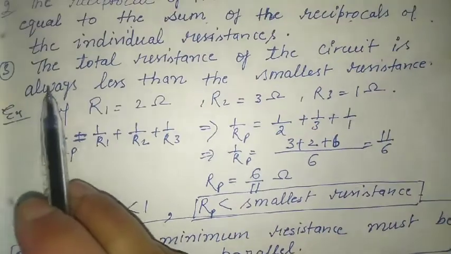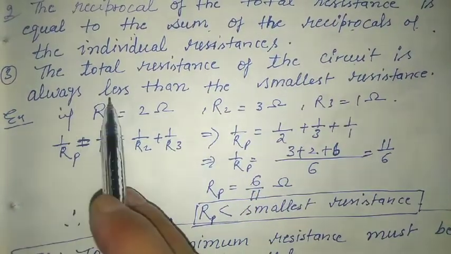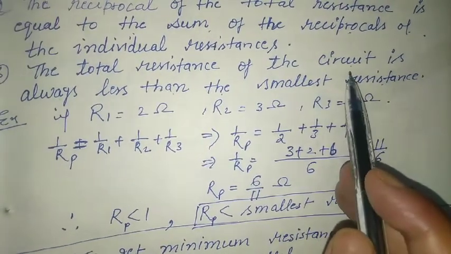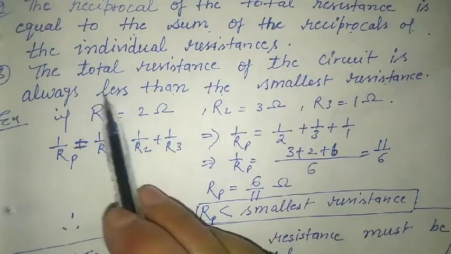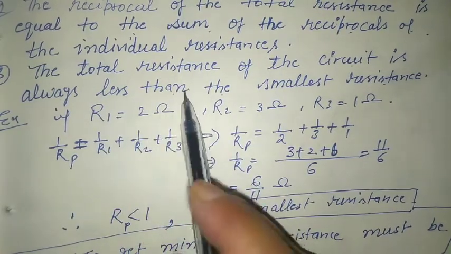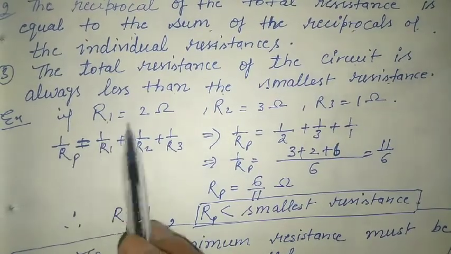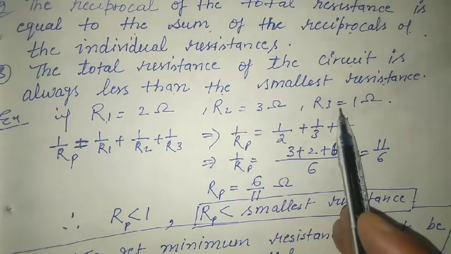Now the third point: the total resistance of the circuit is always less than the smallest resistance. In series combination, the total resistance was always greater than the biggest resistance. So for example, if R1 is equal to 2 ohm, R2 is equal to 3 ohm, R3 is equal to 1 ohm.